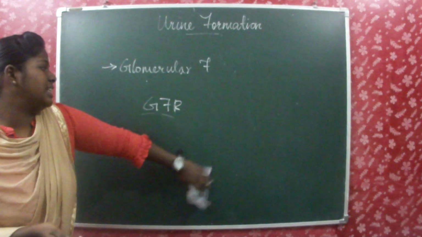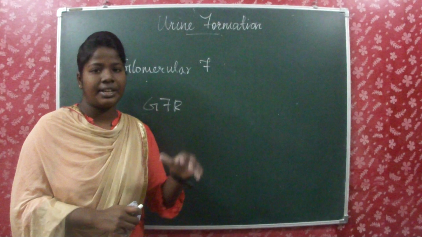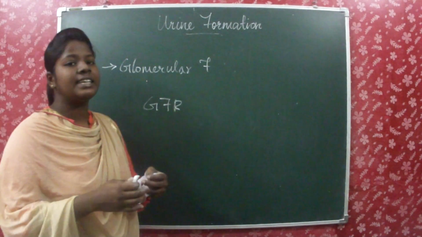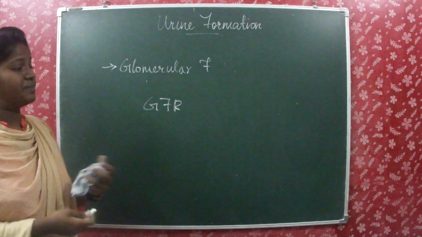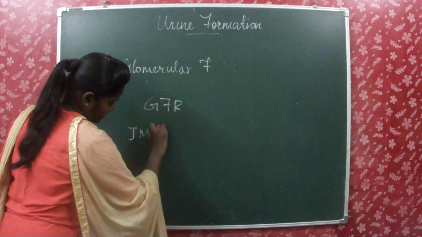If the glomerular filtration rate falls, it is going to affect our health. To sustain this, the kidney has an inbuilt mechanism, the juxtaglomerular apparatus.